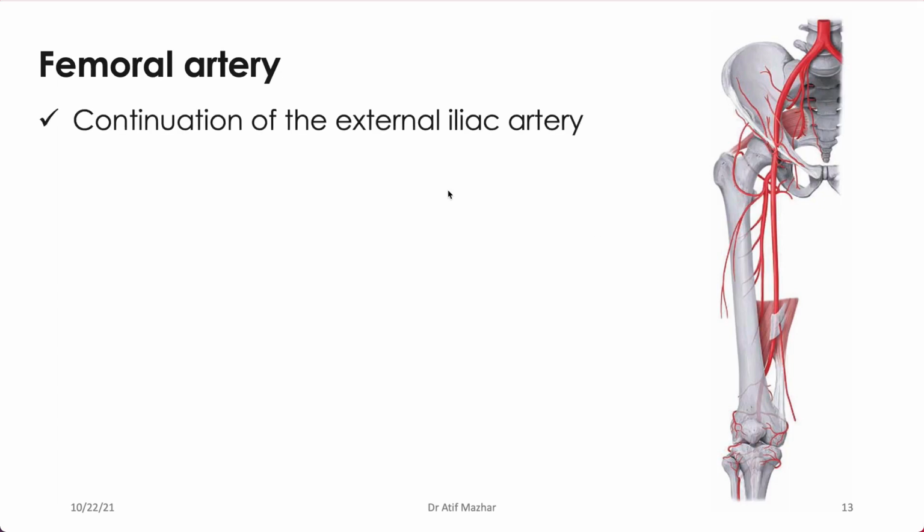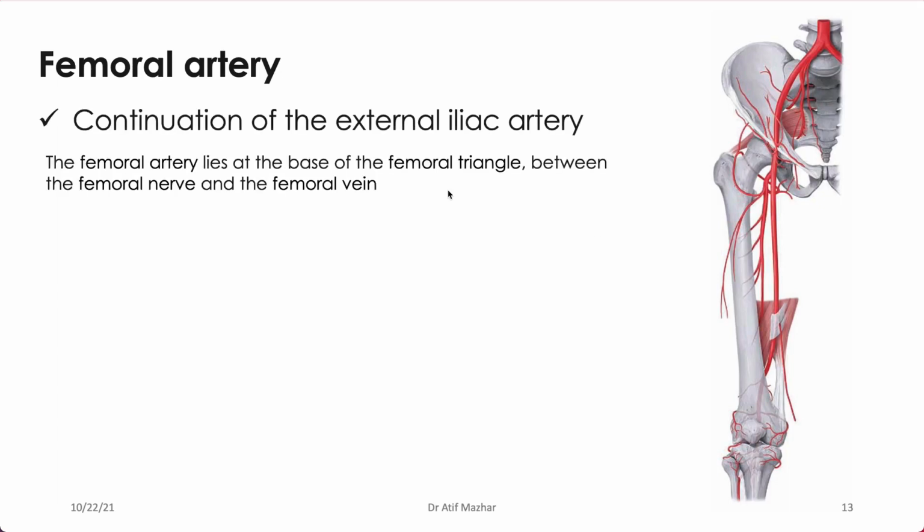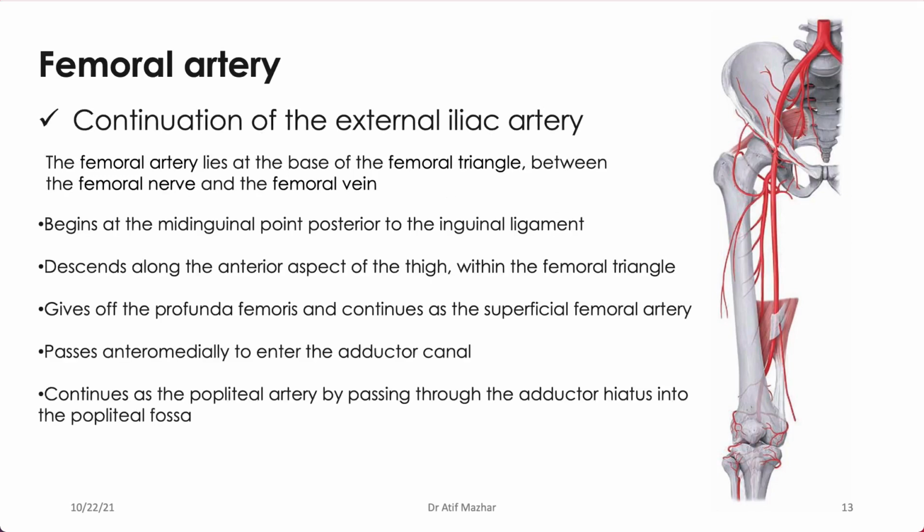So now let's talk about it. It's a continuation of the external iliac artery, and it's located at the base of the femoral triangle between the nerve and the vein, and then it begins its journey at the mid-inguinal point. We have talked about all these factors. But worth mentioning, when it passes through the adductor hiatus, which is located at the distal part of my adductor magnus, the moment it goes through it, it reaches the back. You can see it's visible, but now it's shown behind this bone. So now here we call it popliteal artery.